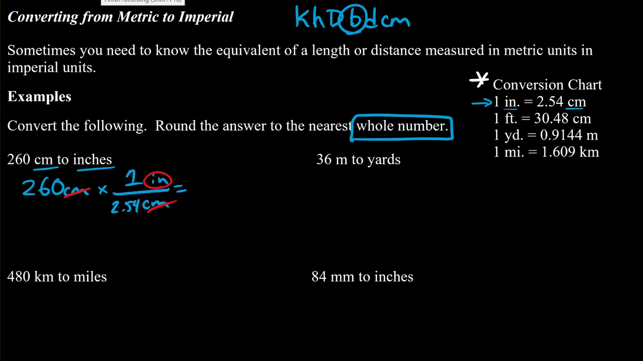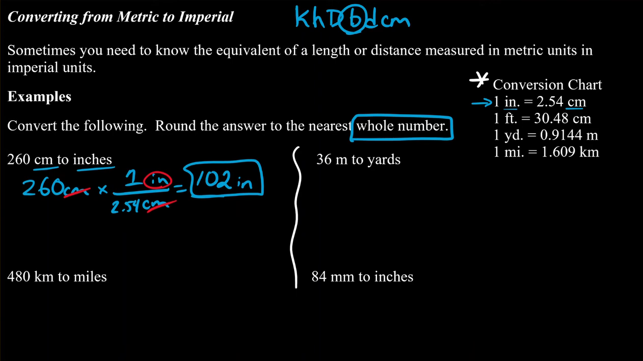I end up getting 102 inches after I've rounded it. It's 102.3622 something, but that doesn't really matter because it's asking us to round to the nearest whole number. So it's the same as it was before.